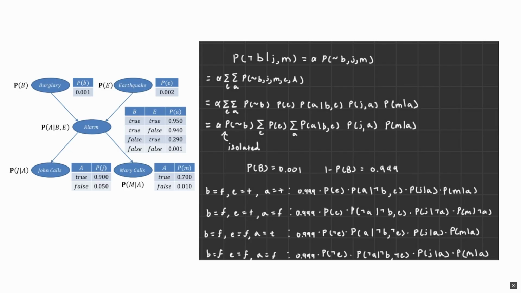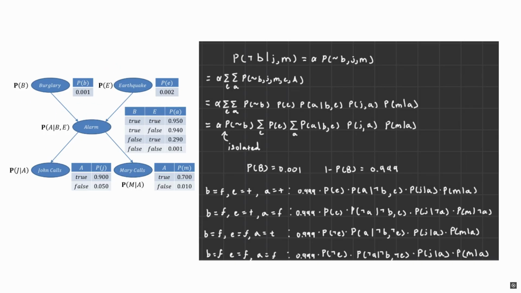So what if you wanted to find out the probability of a burglary not occurring given that John and Mary had both called? We could set this equal to alpha times probability of burglary not occurring and John calling and Mary calling. In order to find our conditional probability, we have to take into account our hidden variables, which in this case are earthquake and alarm.